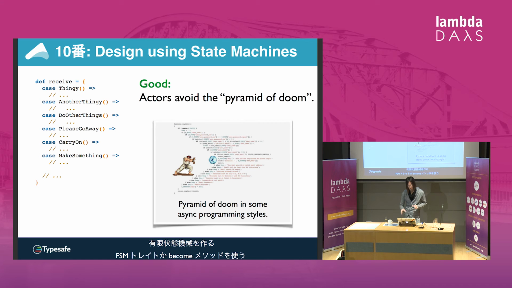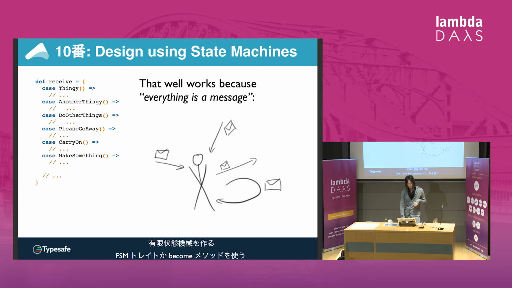But this basically is the same problem as JavaScript people have with this pyramid of doom, only that we don't have a pyramid of doom because everything is a message, so it looks flat, but effectively it's the same problem. Right? Everything is a message, everything comes back to the receive block.